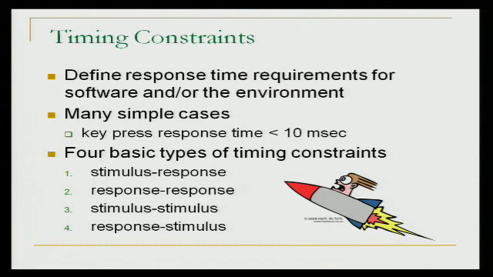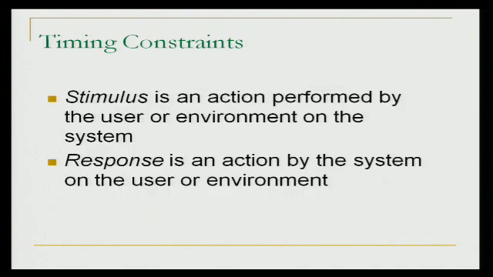A relationship between getting something in, a stimulus, and producing an output. There could be a timing constraint on producing two consecutive outputs. I'll show you examples of all this. Or responding to two different inputs. Or an output followed by a subsequent stimulus. So let's take a look at all four of these. Stimulus, response, I just showed you what those were.